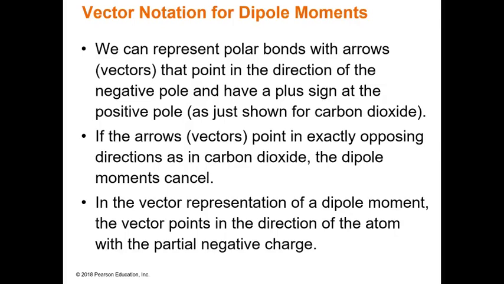To visualize dipole moments, we use arrows, vectors, pointing toward the more electronegative atom, the one with delta minus. The tail of the arrow has a plus sign, representing delta plus. If these arrows are equal in magnitude and opposite in direction, they cancel out.